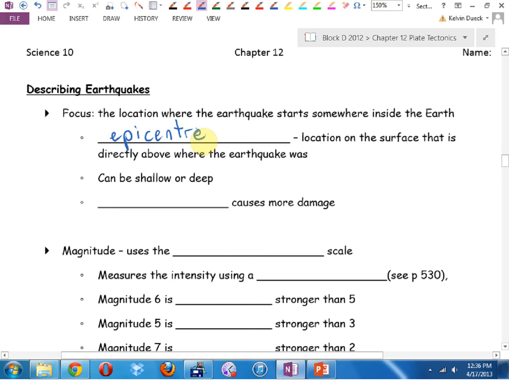Earthquakes can be shallow or deep. Shallow, closer to the surface, causes more damage. There's probably thousands of earthquakes very, very deep going on all the time. But as long as they're way down there, their energy doesn't reach us.